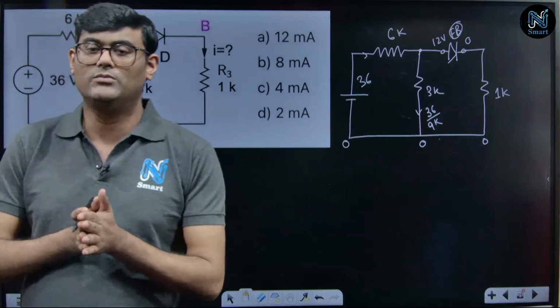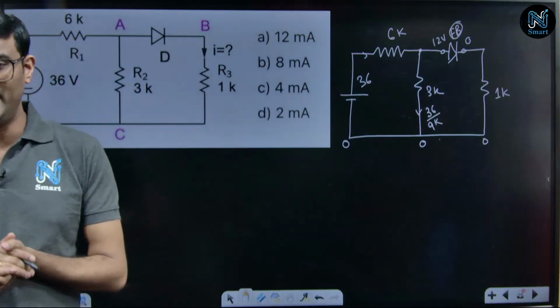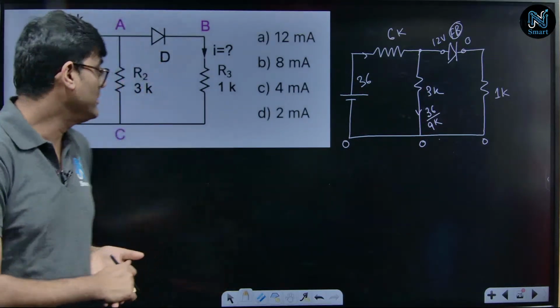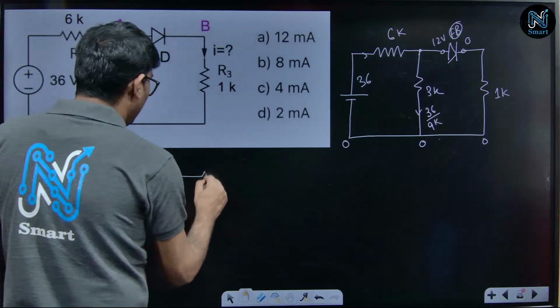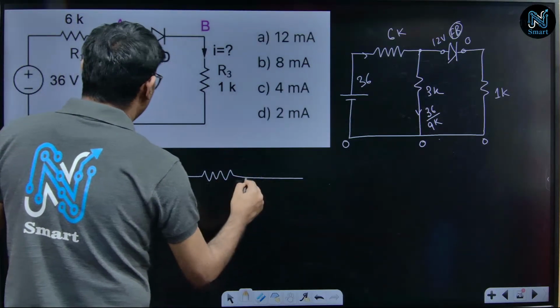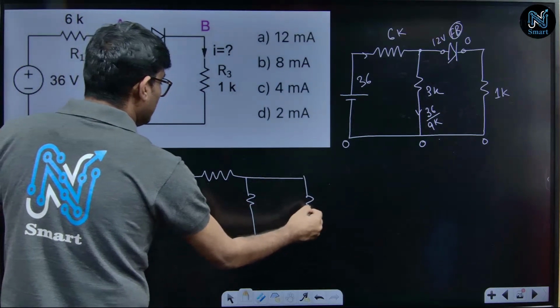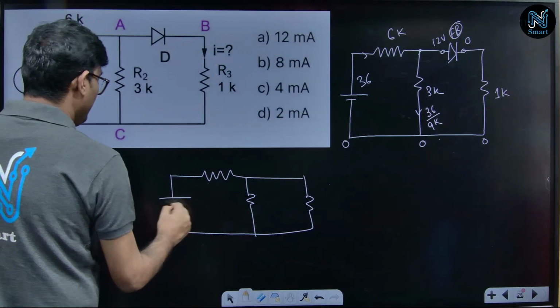তাহলে ডায়োডটা কি রকম হবে? ফরওয়ার্ড বায়াস কন্ডিশনে রয়েছে। তাহলে ডায়োডটাকে আমি কি করে দেব? শর্ট সার্কিট করে দিই। Now my circuit is very simple. It is a regular electrical network, যেটা আমরা বহুবার সলভ করেছি আমাদের কারেন্ট ইলেকট্রিসিটি চ্যাপ্টারে, right?